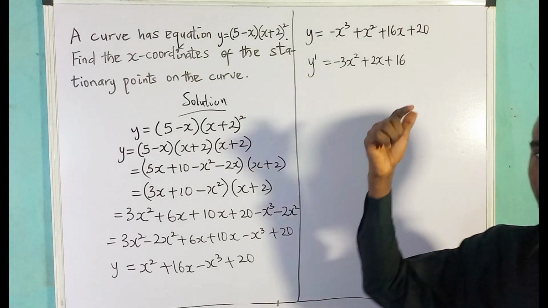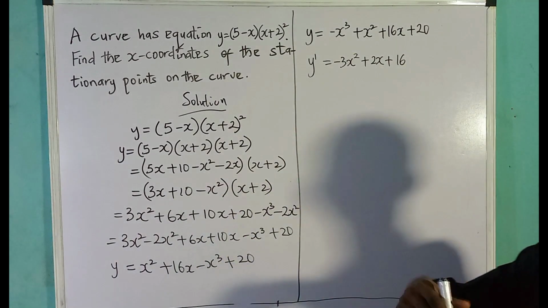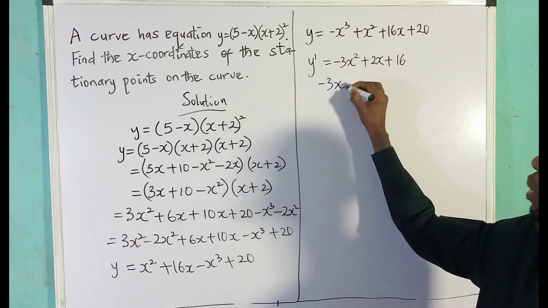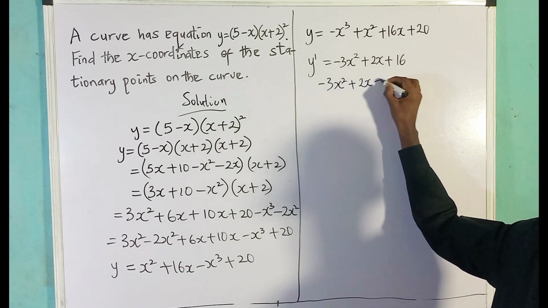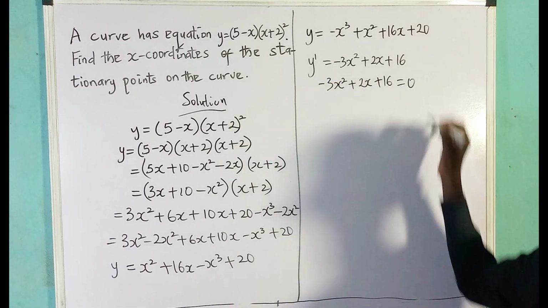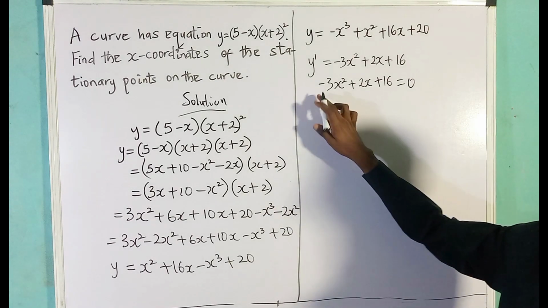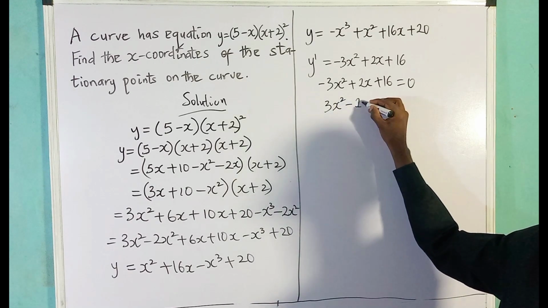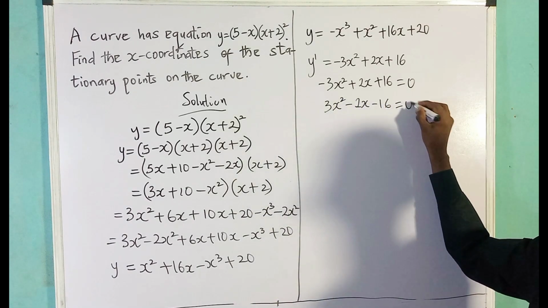Now I said you take the derivative, then you equate it to 0. So let's equate this to 0. It means that minus 3x squared plus 2x plus 16 equals 0. Multiply through by minus 1 to remove this. So this will be 3x squared minus 2x minus 16 equals 0.